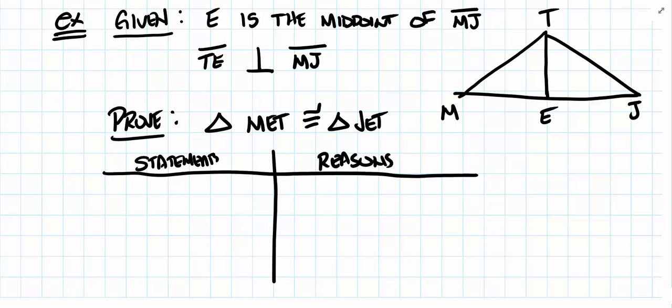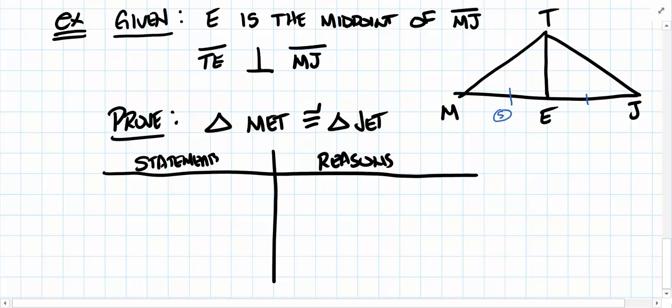Yeah, Juliana. It tells us that this segment, ME, has to be congruent to what? EJ, because that's the definition of midpoint. And check it out. That's a side. Do you guys agree with that? That's a side there, and that's a side there.